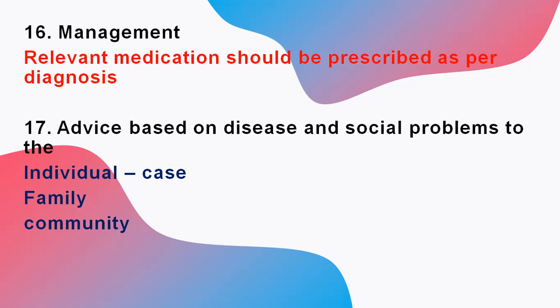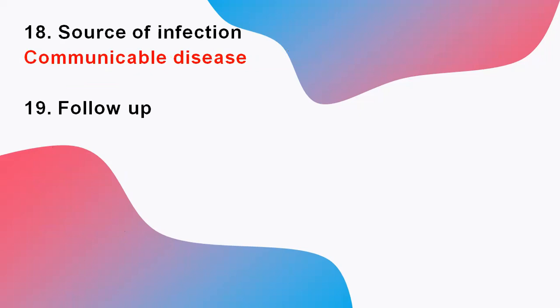And then you have to go for the advice given to the patient depending on the presence of disease and the social problems which you found, to the individual, to the family, and to the community. So advice is a very, very important part in a community medicine case, which should not be missed. Then if you are having a communicable disease case, you should try to find out the source of infection. Because if we remove the source of infection, the chances of prevention of the disease are very high. And you should advise follow-up to the patient, that how frequently he is supposed to come for the next examination.